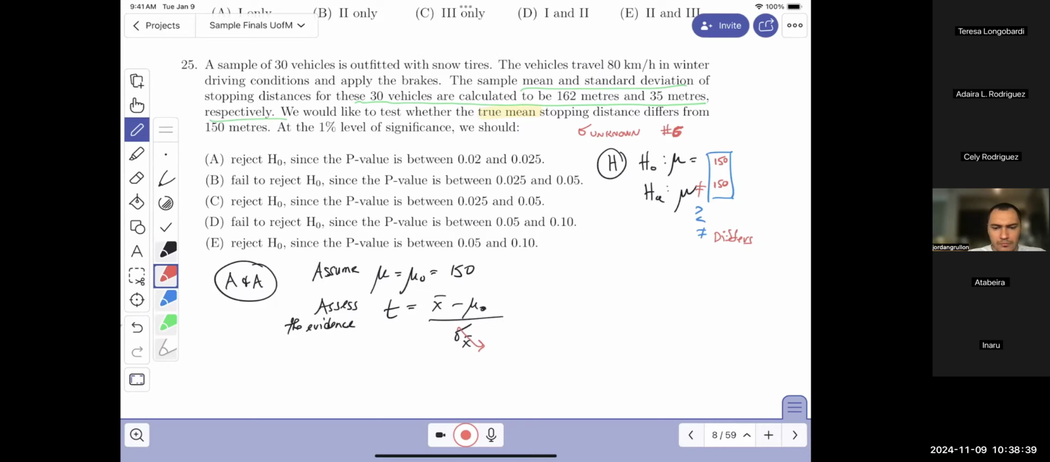And this is going to end up being S over square root of n, because just like when I have sigma, it's sigma over root n from the rules of means and variances that we learned. Instead of sigma, I have to use S over root n. So this is the formula to create the statistic. The test statistic is now T, not Z. Why is it T? Because we don't have sigma.